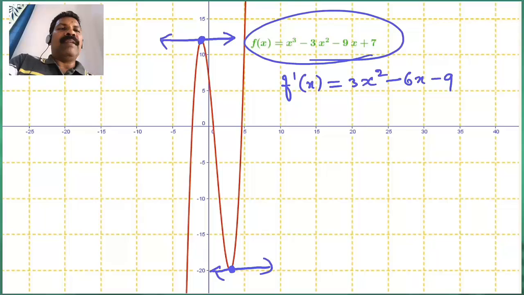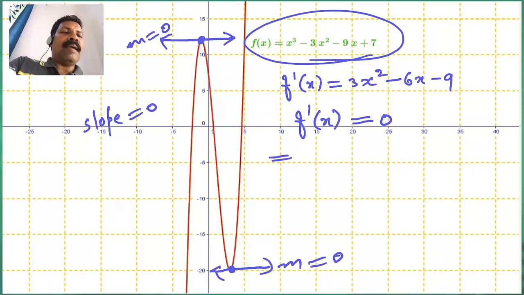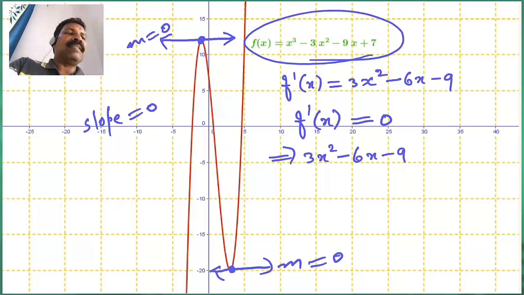And you know, when the tangent is parallel to the x-axis, what is the slope of the x-axis? Slope of the x-axis is 0. So this tangent is parallel to the x-axis means here also and here also slopes should be 0. Therefore, f'(x), the slope of the tangent, should be 0, which implies 3x² - 6x - 9 is equal to 0.